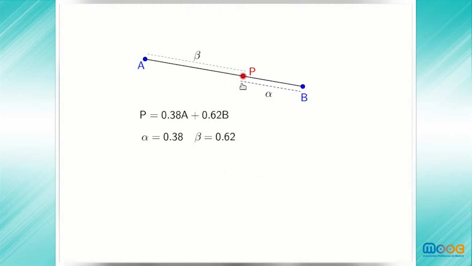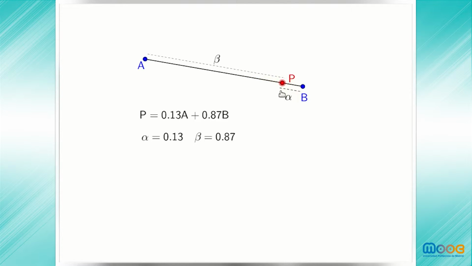If we move P, the representation of P in terms of A and B changes. We write alpha for the coefficient of A and beta for the coefficient of B. Alpha and beta sum to 1, and they express the ratio into which P divides the segment between A and B. We think of alpha as the contribution of A to the position of P, and beta as the contribution of B to the position of P. When alpha decreases, beta increases, reflecting that B contributes more to the position of P.